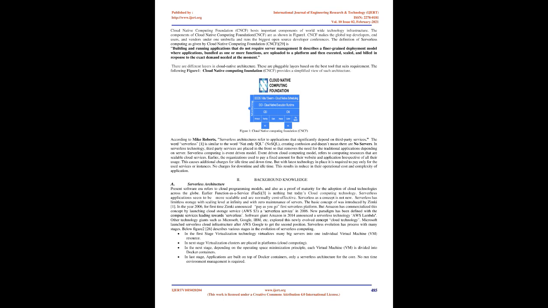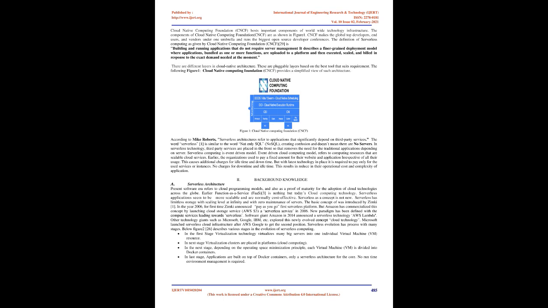The Cloud Native Computing Foundation, CNCF, hosts important components of worldwide technology infrastructure. The components of the Cloud Native Computing Foundation are as shown in Figure 1. CNCF brings the global top developers, end users, and vendors under one umbrella and runs the biggest open-source developer conferences.